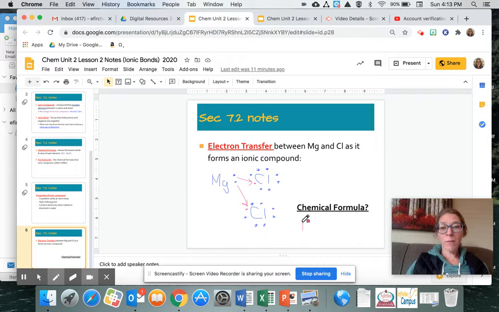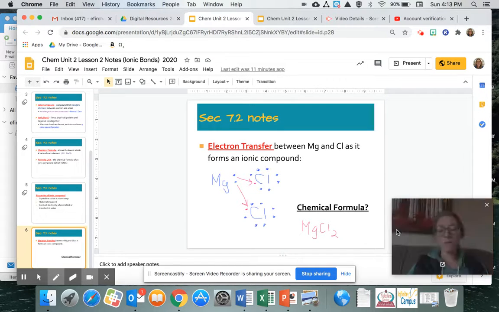So when we write our chemical formula, we would write 1 magnesium atom and then 2 chlorine atoms. And when you write the 2, you write it as a subscript, which is a small number on the bottom after the element that it represents. So MgCl2 would represent that you need 1 magnesium atom for every 2 chlorine atoms in order for that electron transfer to be complete.